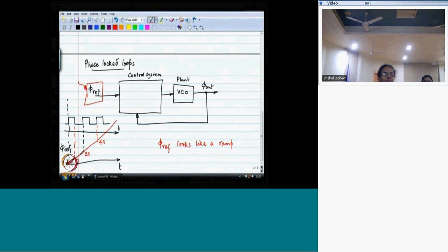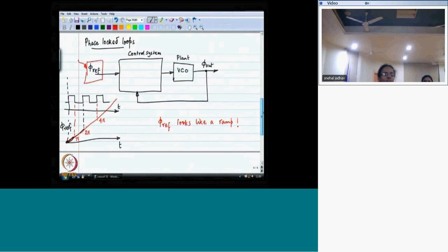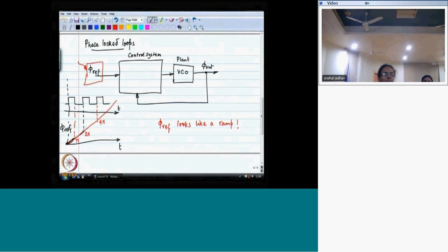Now, control theory. In your undergraduate studies, to some extent, you must have studied control theory. Right? This is a core topic in electrical engineering. There are different varieties of control systems.